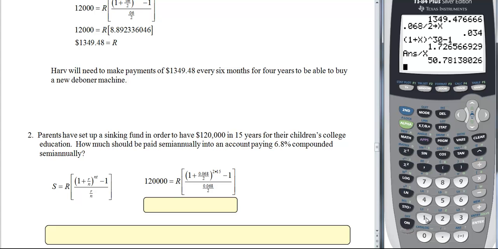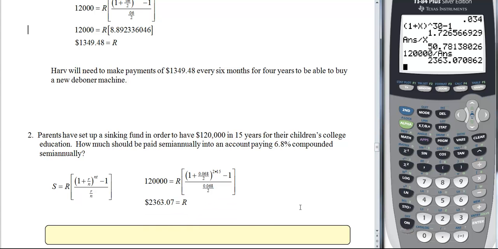So what I did a minute ago, I typed in 120,000. I typed in the sum that we needed. Then I went divide by. Now, if you want to type this in, that's your choice, but I'd rather do second answer because it'll pull it down. So these parents are going to have to deposit that amount at the end of 6 months, or twice a year for 15 years. Yeehaw.